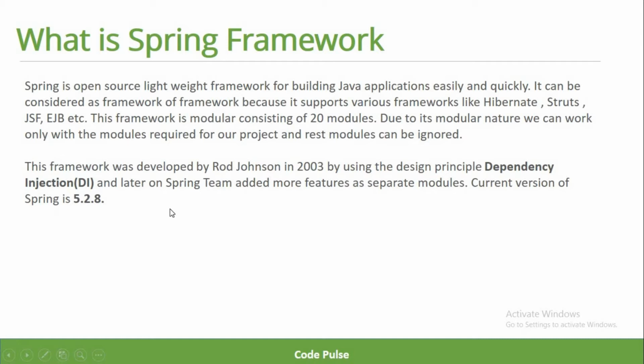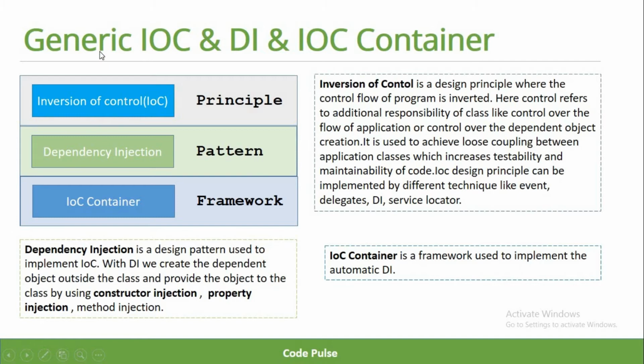Now why Spring is so popular? Due to the design pattern of dependency injection, because the dependency injection design pattern makes the Spring classes loosely coupled, and as a result the testability and the maintainability of the Spring application becomes very easy. Now we need to understand what is the meaning of IOC, DI and IOC container. These are generic terms, not specific to any programming language. It can be used with any programming language.